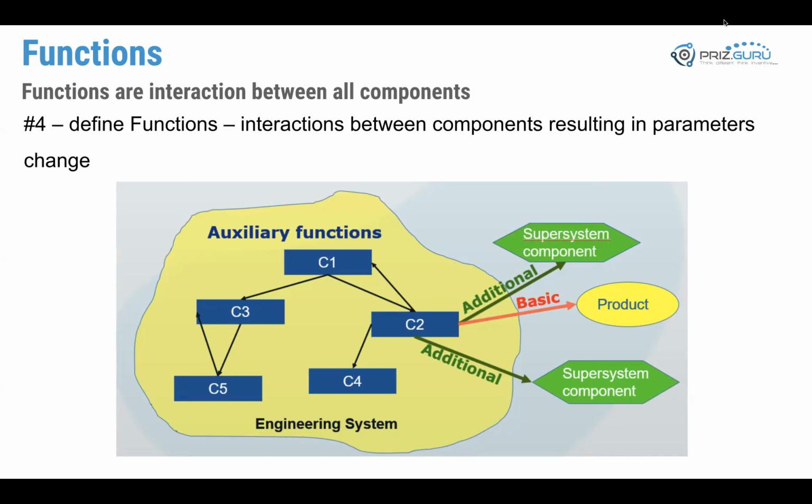Okay, so when we're talking about functions, we're talking in terms of functional language. And what does it mean? Again, I'm going back to that. It's when one component changes a parameter of another. The arrow usually goes from, in this case, component 2 changing some parameter of component 4, right? Same applies for the product. Same applies for a super system. And by the way, both ways.